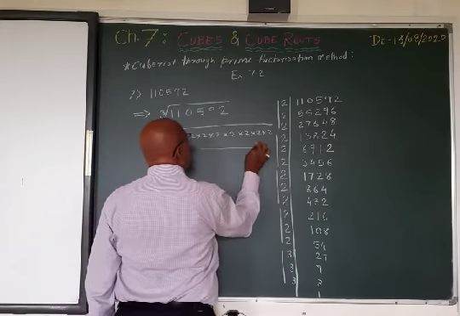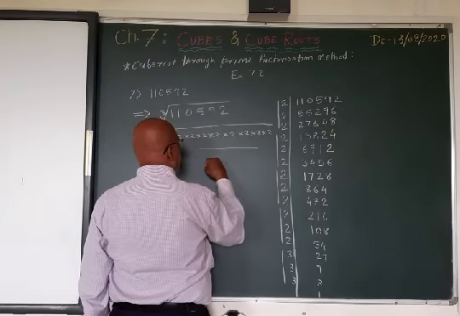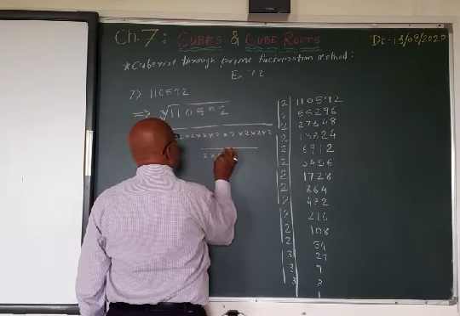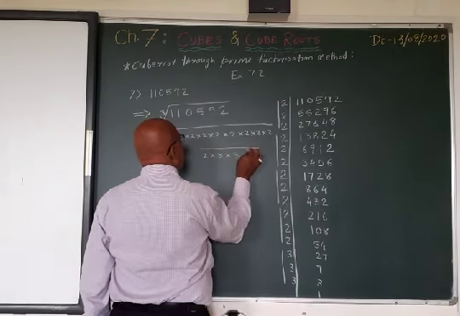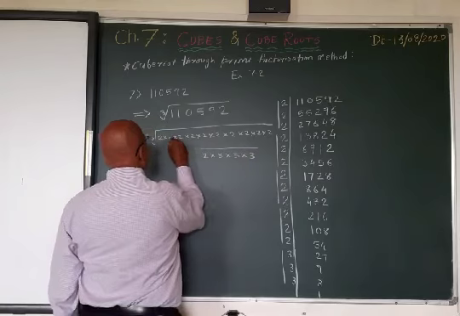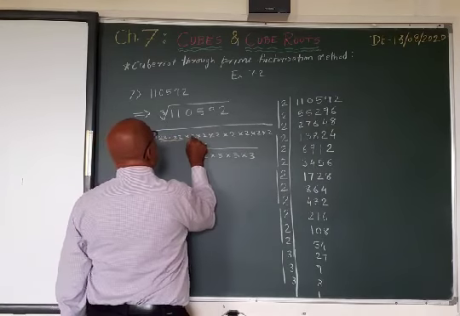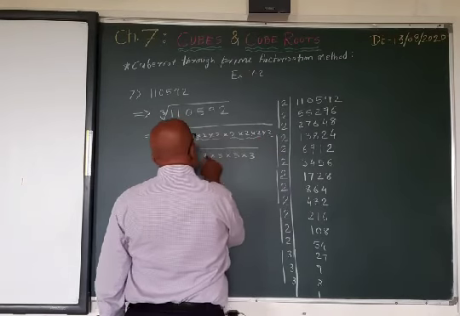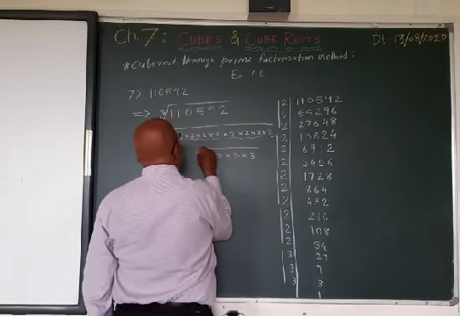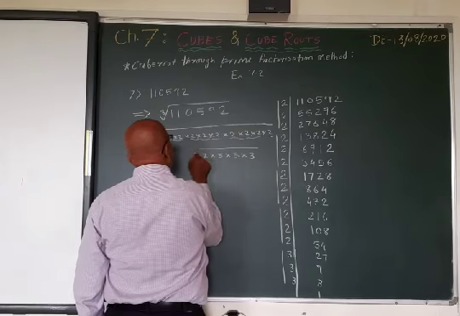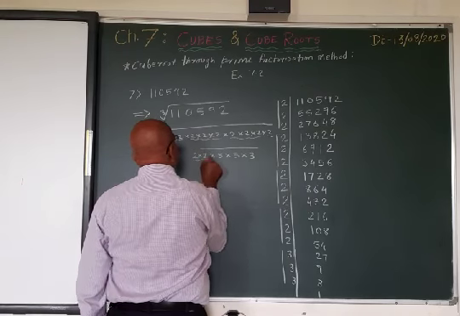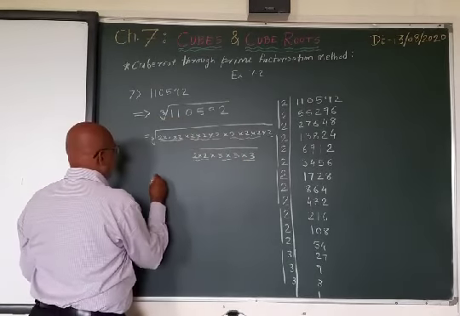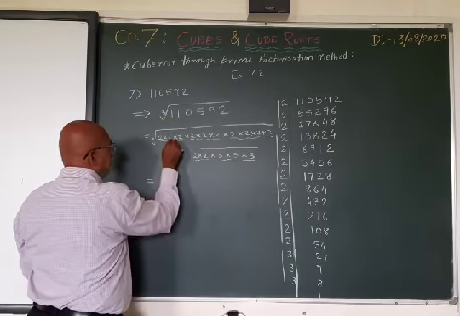Again I will continue. After this it will be 2 into 3 into 3 into 3. So this is the first group, second group, third group, sorry, one more group, fourth group, and fifth group.